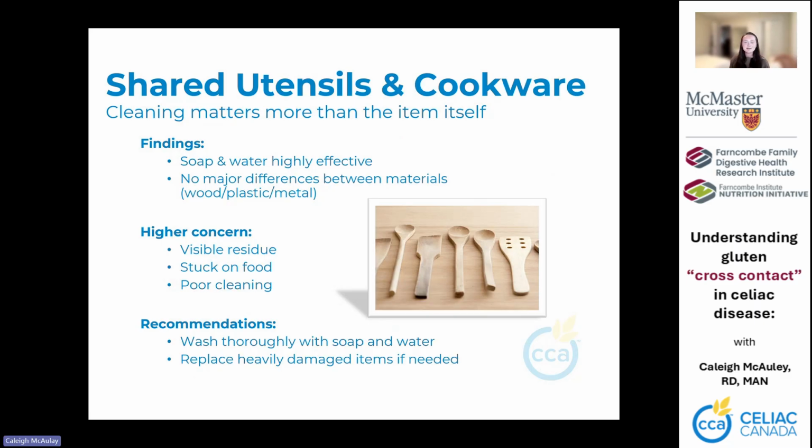Okay, so shared utensils and cookware. When we look at the research here, there is very reassuring news, and it's that cleaning matters more than the item itself. Research shows that soap and water are highly effective at removing gluten. There are no major differences between wood, plastic, or metal when cleaned properly with soap and water, or with a dishwasher. The real concern here is, again, visible residue or stuck-on food, but thorough washing is what keeps things safe. So that's great news. We don't need double of everything in our kitchen.